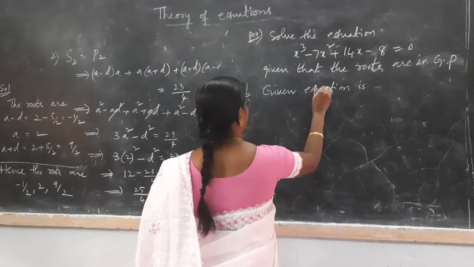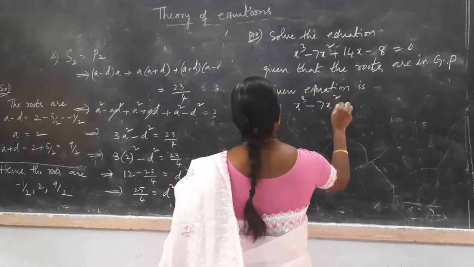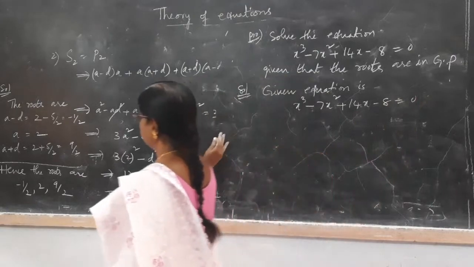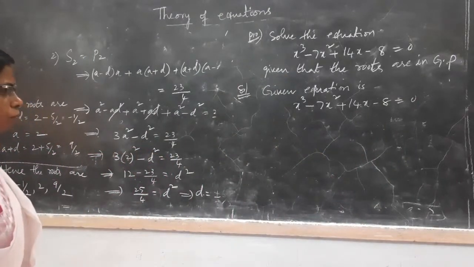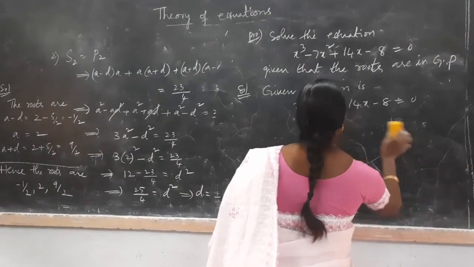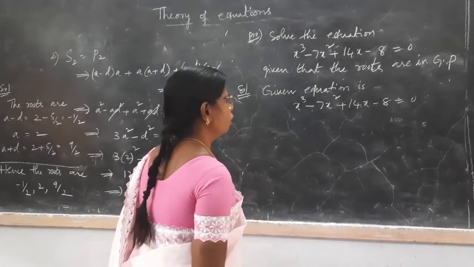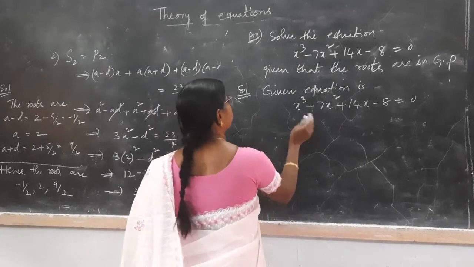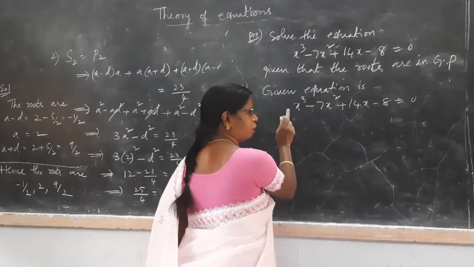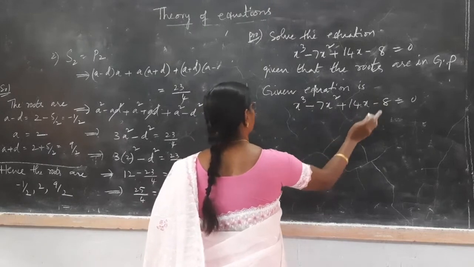See here, the given equation is x cube minus 7x square plus 14x minus 8 is equal to 0. This is the given equation. Since the roots are in GP, how did I take them here? This is a monic polynomial equation. Here the leading coefficient is already 1, so no need to divide by anything. Okay, this is our p1, p2, p3.